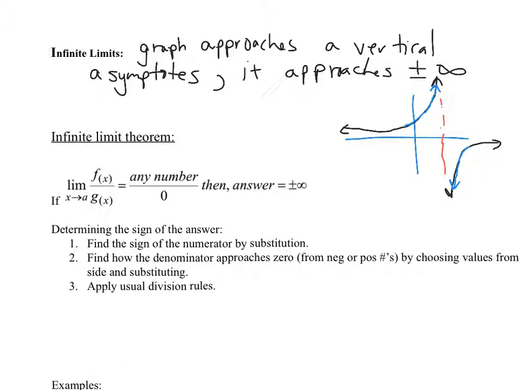They could also go the same way. They could both go up to infinity. They could both go down to negative infinity, in which case you would have a limit that exists.